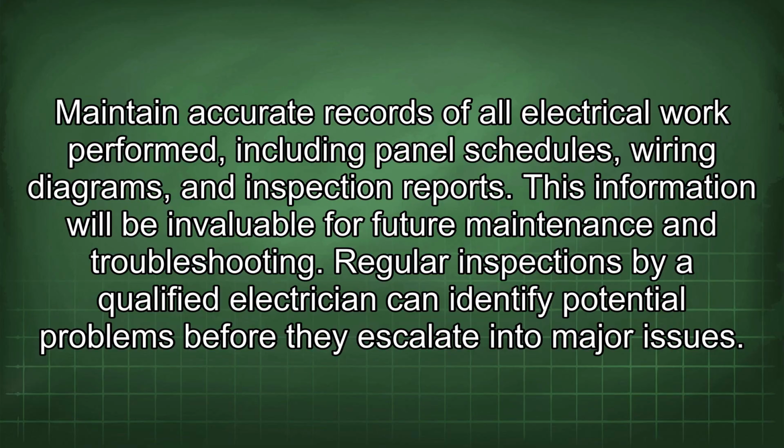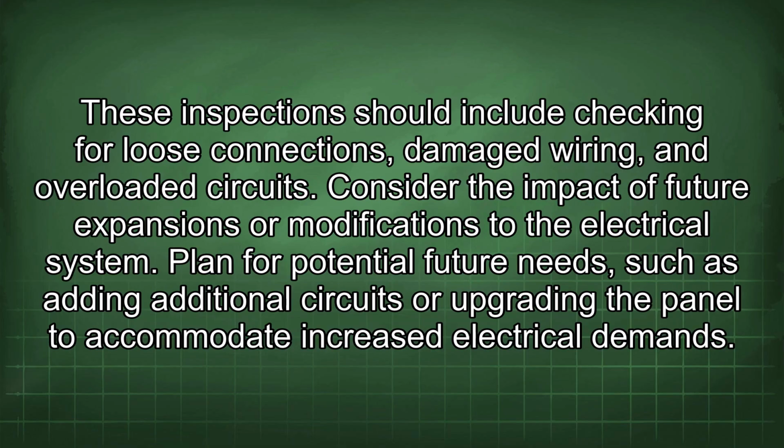Regular inspections by a qualified electrician can identify potential problems before they escalate into major issues. These inspections should include checking for loose connections, damaged wiring, and overloaded circuits. Consider the impact of future expansions or modifications to the electrical system. Plan for potential future needs, such as adding additional circuits or upgrading the panel to accommodate increased electrical demands.